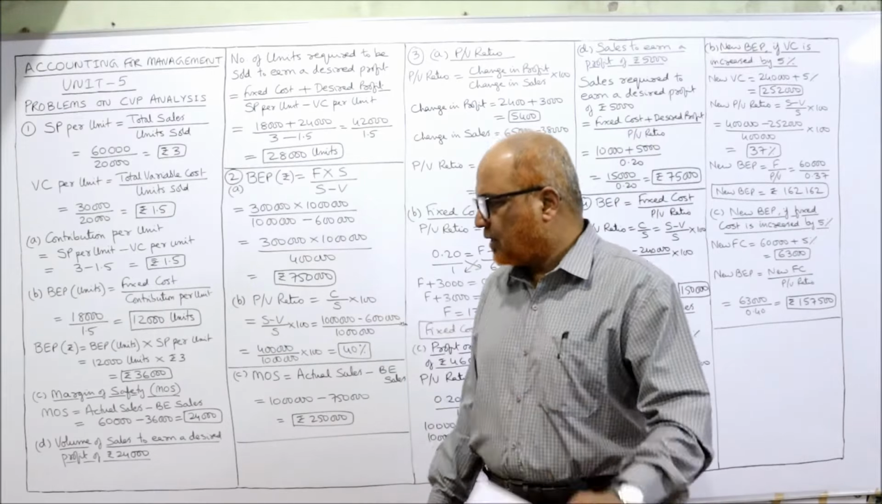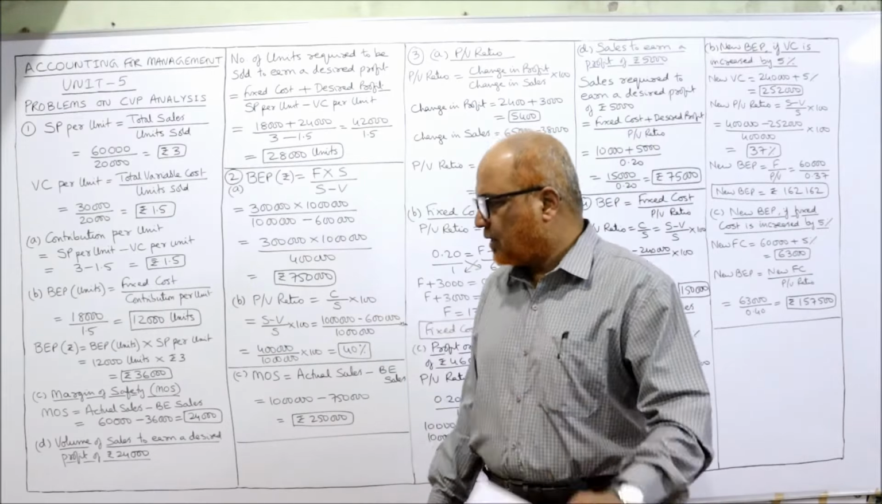Fixed cost is given in the problem, 3 lakh, and sales are given, 10 lakh. So 3 lakh into 10 lakh divided by sales minus variable cost, 10 lakh minus 6 lakh. The denominator, 10 lakh minus 6 lakh, you will get 4 lakh. Numerator, 3 lakh into 10 lakh. So what I will do is cancel the 5 zeros in the denominator, and this 5 zeros I have cancelled. So 10 lakh into 3 divided by 4, you will get 7,50,000. The first question we have completed, that is break-even point, 7,50,000.